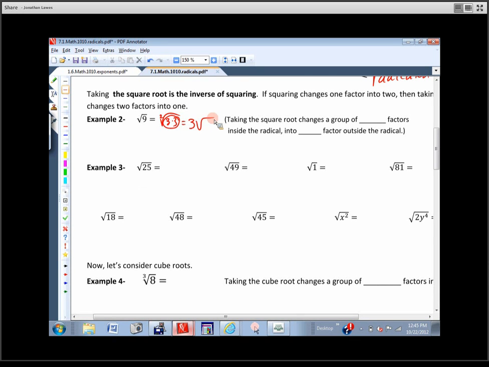Now, when I take things out, there's always a 1 left, because remember, this is a multiplication problem. So technically, this is 3 times the square root of 1. Square root of 1 is 1. So the easiest way to write this is 3.